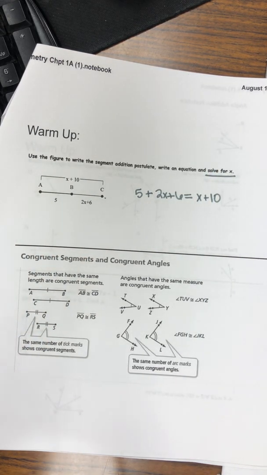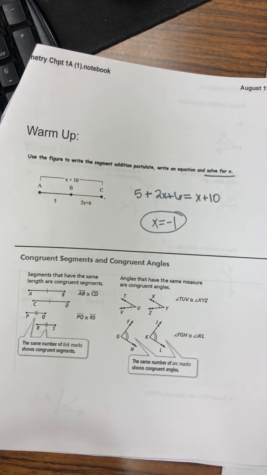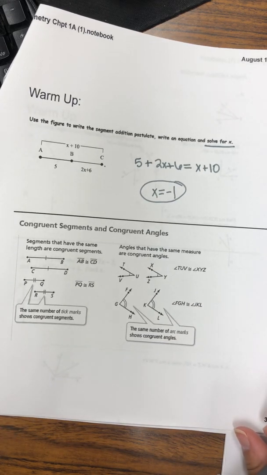Once I set up the equation, I then solve for x. And again, for the sake of time, I'm just going to tell you when you do that, you get x equals -1. And you're finished because that's all it asked us to do. That's what we did yesterday. Now we're going to move on.